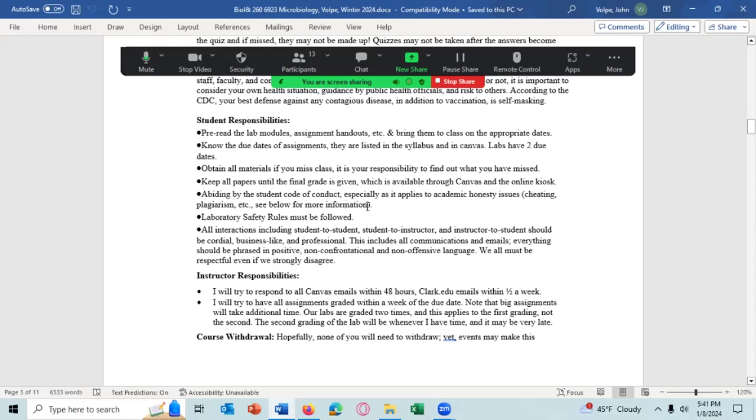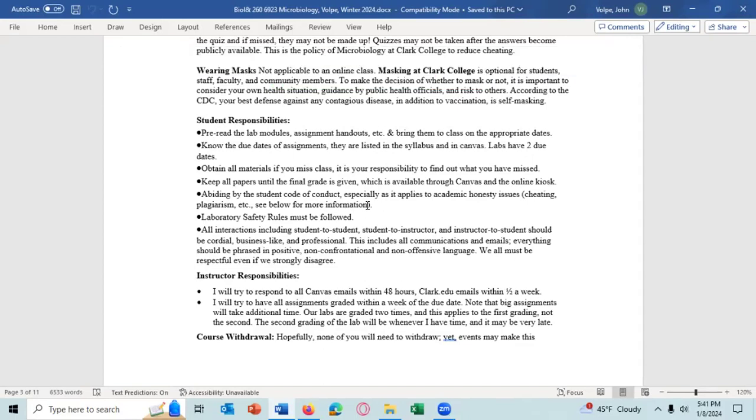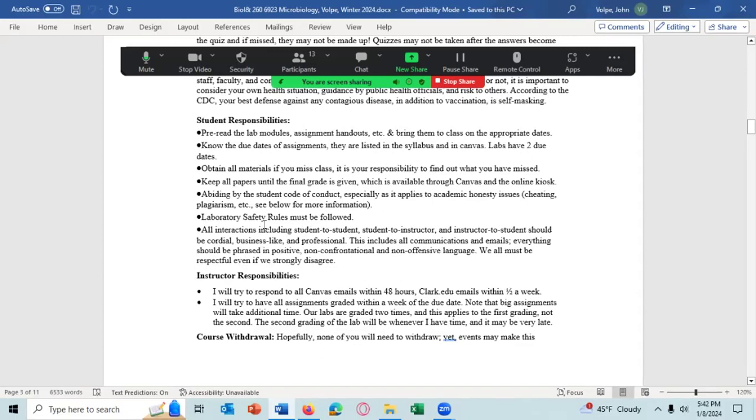You should abide by the student code of conduct, especially as it applies to academic honesty issues. Cheating and plagiarism will not be allowed, and generally you'll get a 0 on that assignment if you cheat or plagiarize. Laboratory safety rules must be followed. We're not actually going to be in the lab, so everything we do is going to be online, but we will go over the lab safety rules.